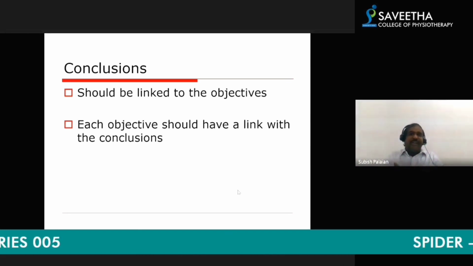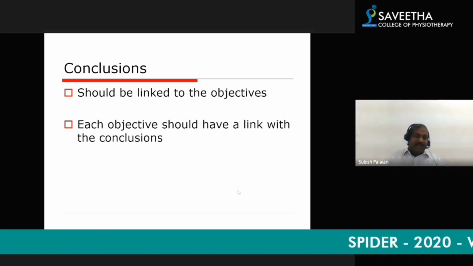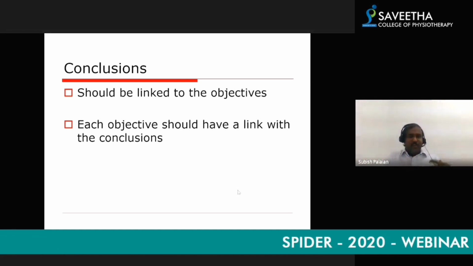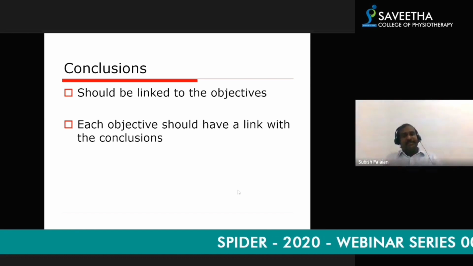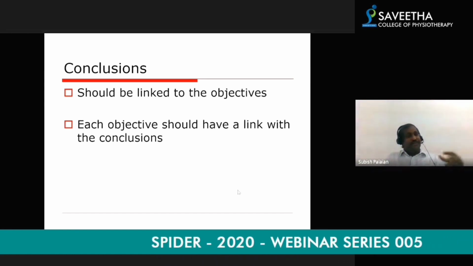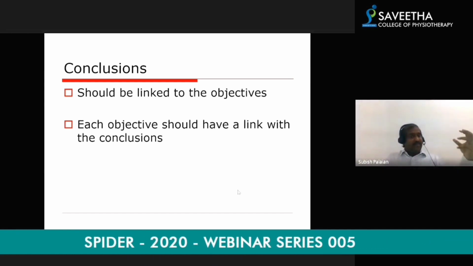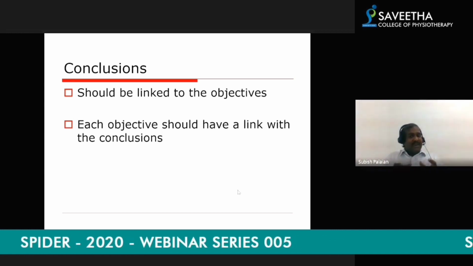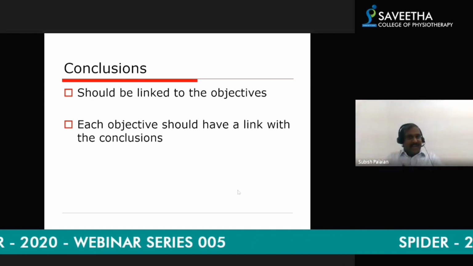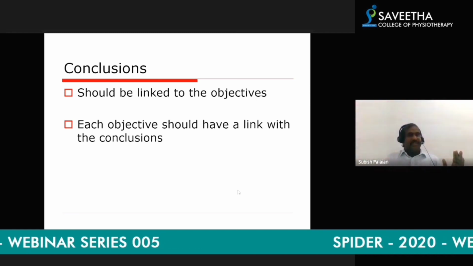That became my first part of the conclusion. I had my second objective. What was my major conclusion for the second objective? That became the second part of my conclusion. So please make note, if I have 5 objectives, my conclusion should have a connection between these 5 objectives that are mentioned.